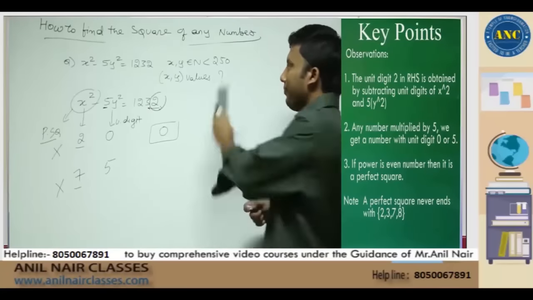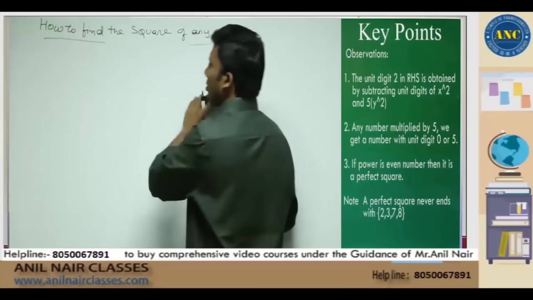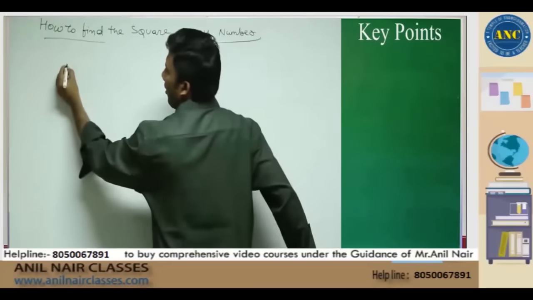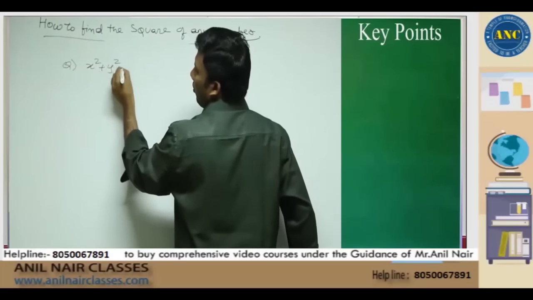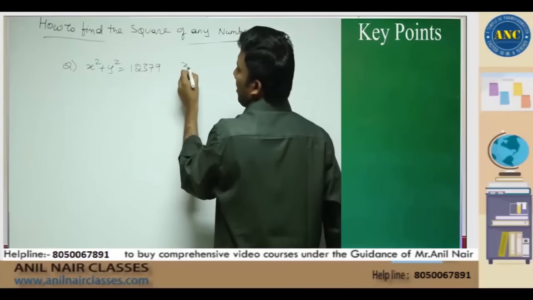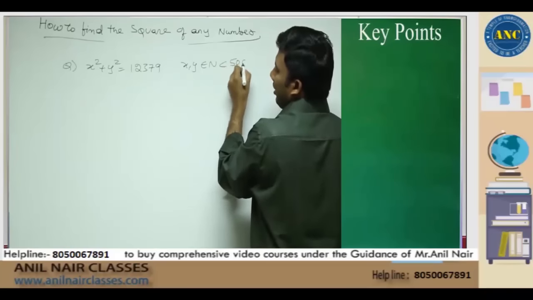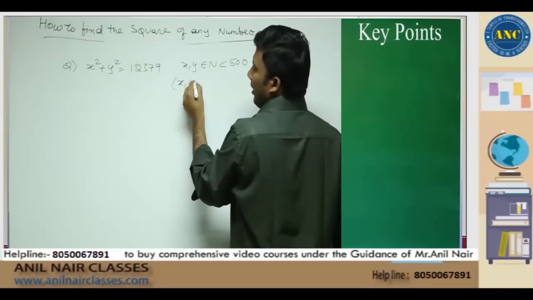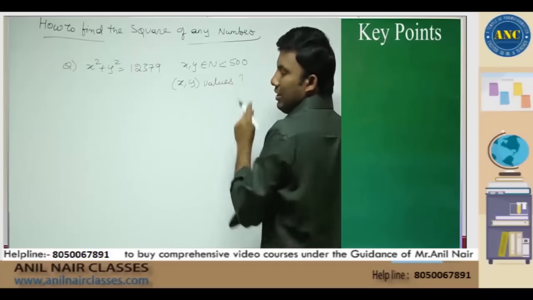X square plus y square equivalent to 12379. x and y are natural numbers less than 500. How many values can x and y take?